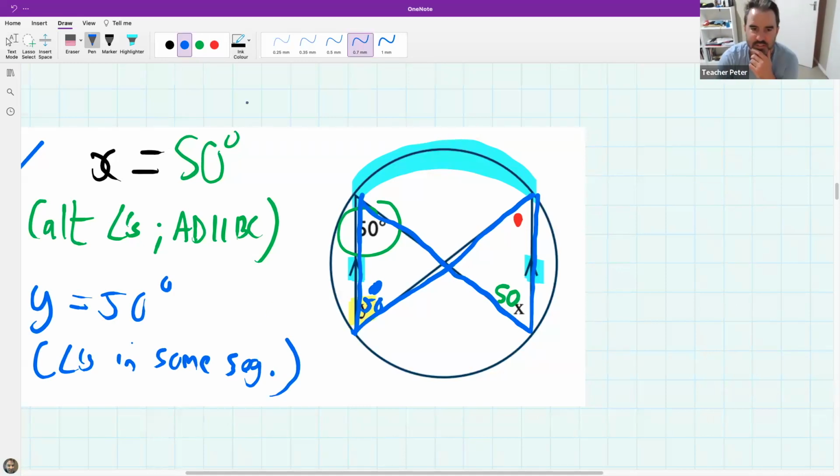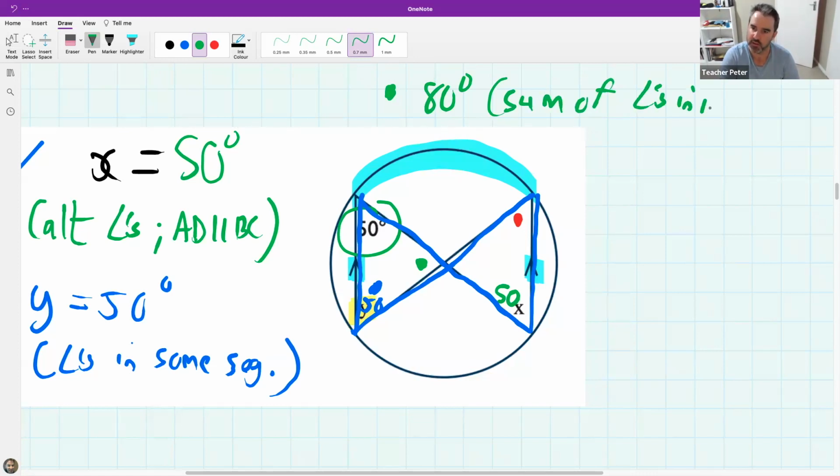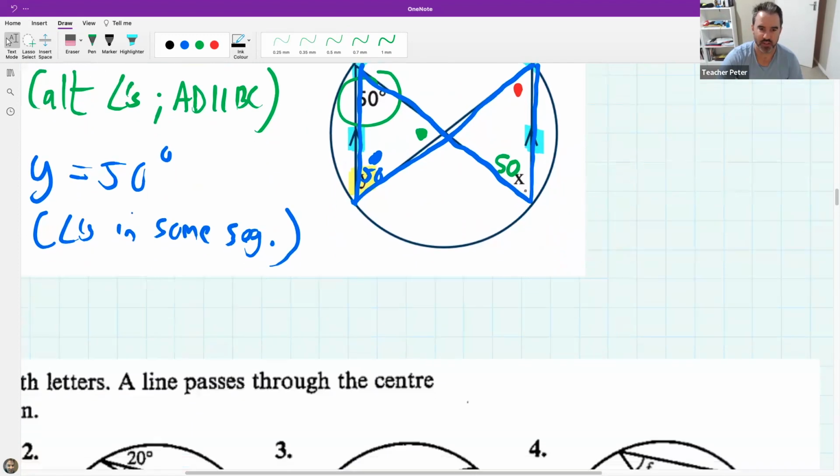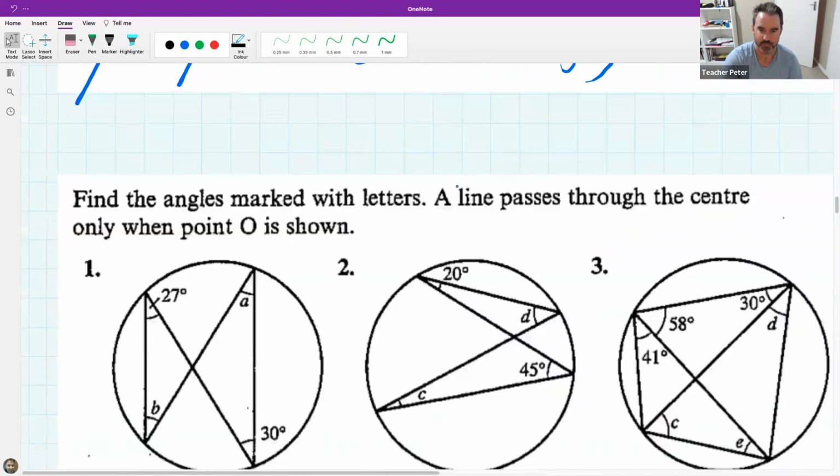For bonus points, what is the size of the angle with the green dot going to be? Okay, and I'm sure you all know this, the reason it's going to be 80 is there is a triangle there. So sum of angles in a triangle. Awesome. Okay. We can move on to something a little bit more exciting, I think.